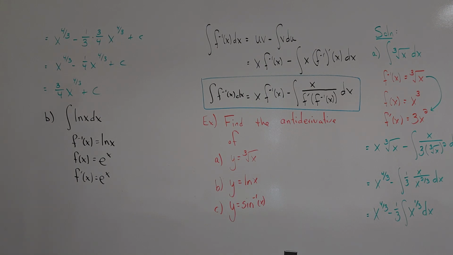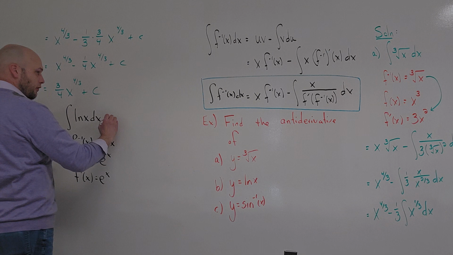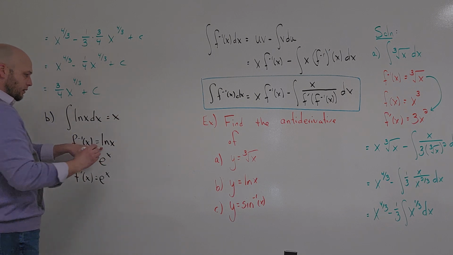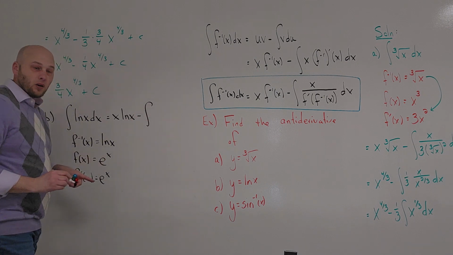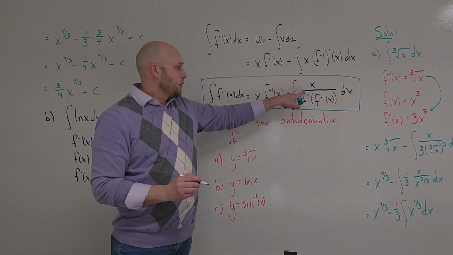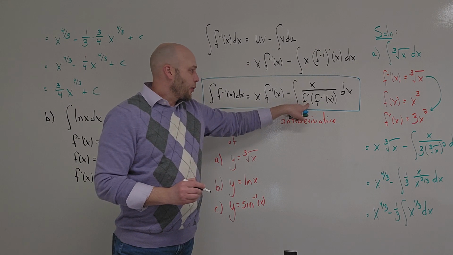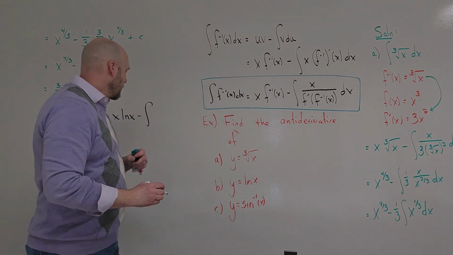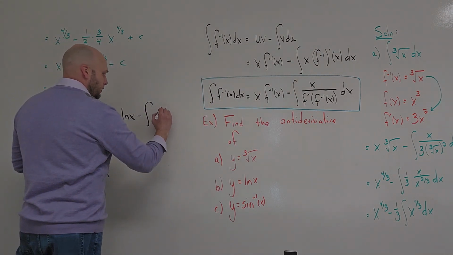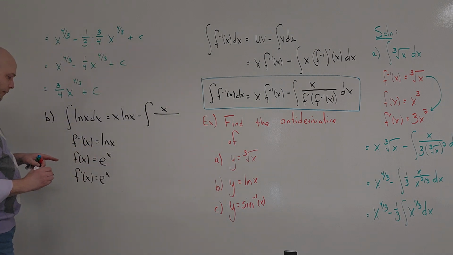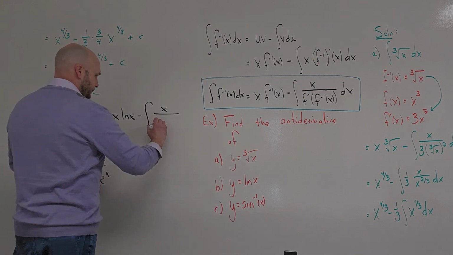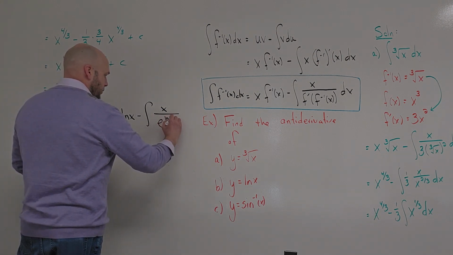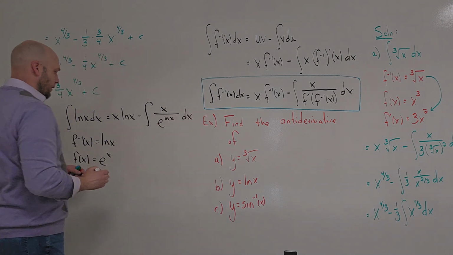Okay. When I plug things into that formula that I have in that blue box, this would give me x times the inverse, so x log x, minus the integral of x divided by the f prime evaluated at f inverse, x being the numerator, and the denominator would be the inverse plugged into f prime, so that means log x gets plugged into e to the x, so e to the log x dx.